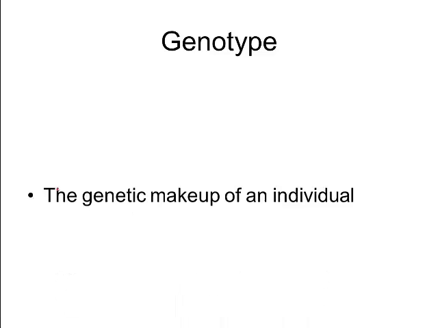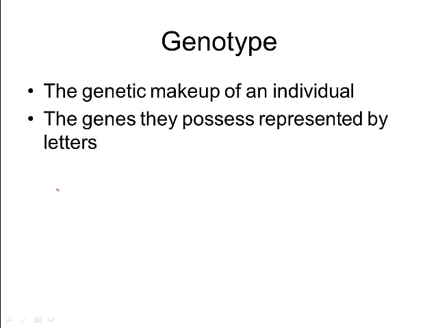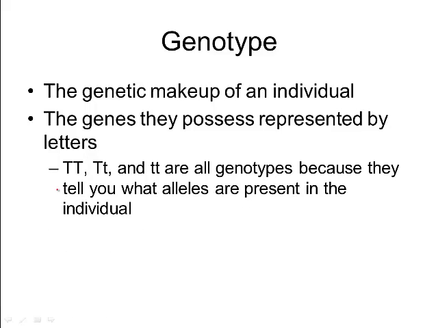Now, when we are talking about these letters that we're using, what we're actually referring to is the genotype. A genotype is the genetic makeup of an individual. It is literally the genes that they possess, and we're going to represent those genes by the letters that we've been using to represent that particular trait. Okay, so big T big T, big T little t, and little t little t, all of those things are genotypes because they tell you the alleles that are present. So they're telling you what the actual genes are that the individual has. So if the genotype is big T big T, that means it's got two tall genes. Okay, so genotype is just the letters that represent the genes that you have.